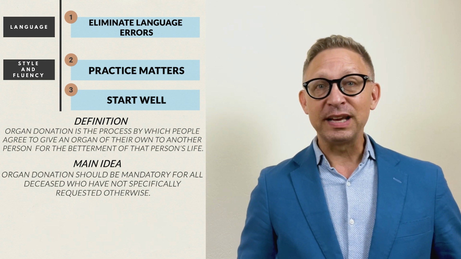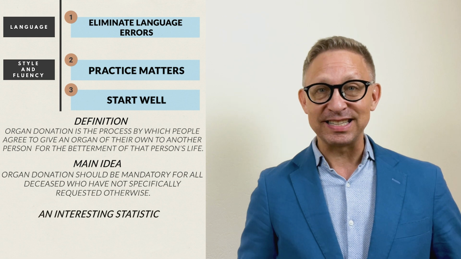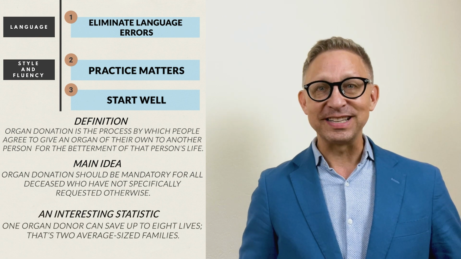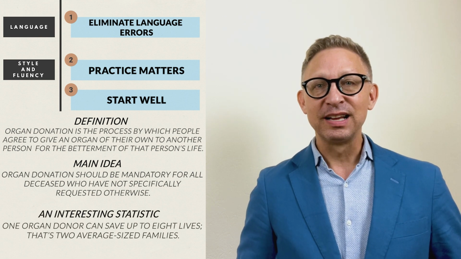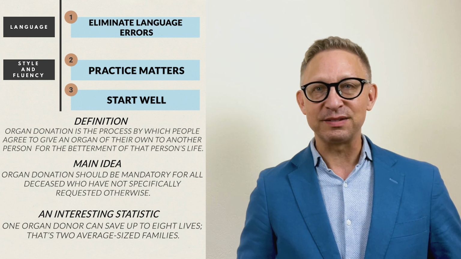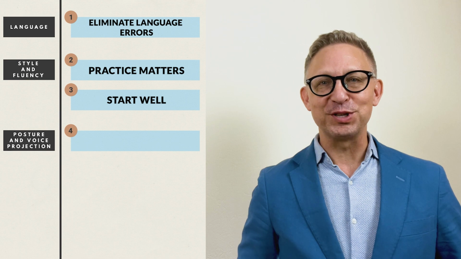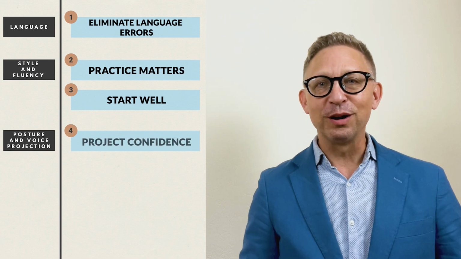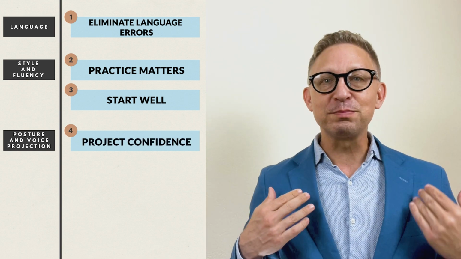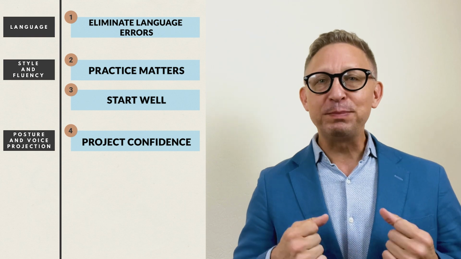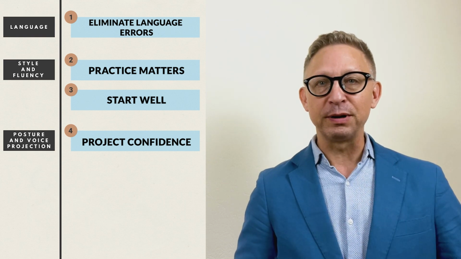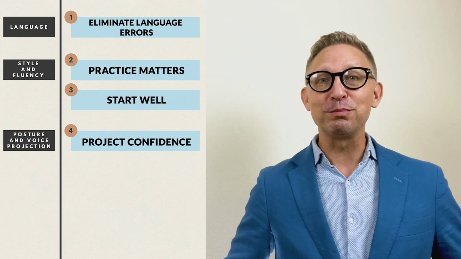Finally, you could begin with an interesting statistic. "1 organ donor can save up to 8 lives." That's 2 average-sized families. Point number 4, posture and voice projection. Project confidence. Have your shoulders back, your head up. Speak confidently and deeply, which means that you are breathing properly.